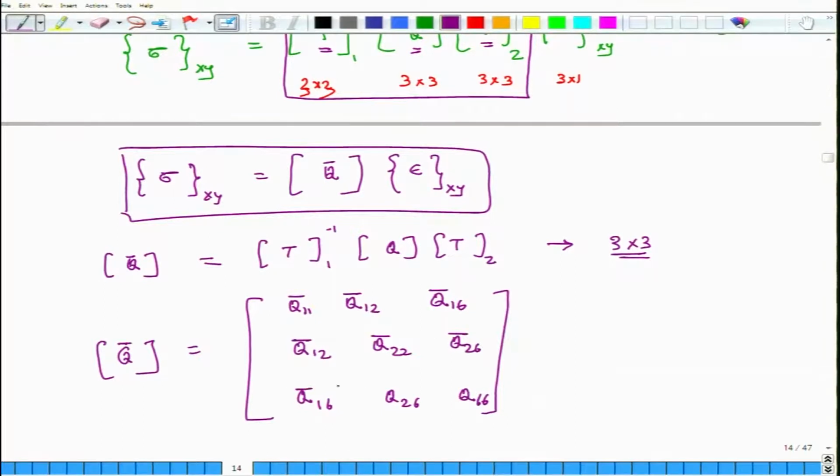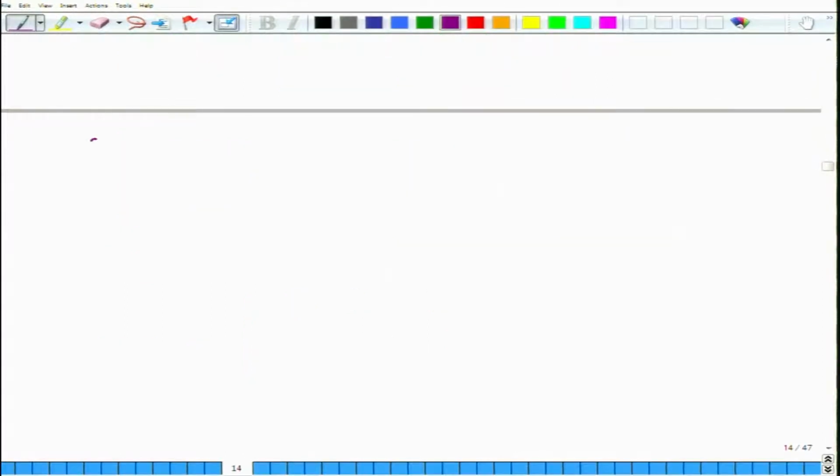So, this is very important, otherwise it will create confusion. It is a fully populated matrix: Q11 bar, Q12 bar, Q16 bar, Q12 bar, Q22 bar, Q26 bar, Q16 bar, Q26 bar and Q66 bar. If we use this matrix to connect the stresses and strains, then we have this relation.